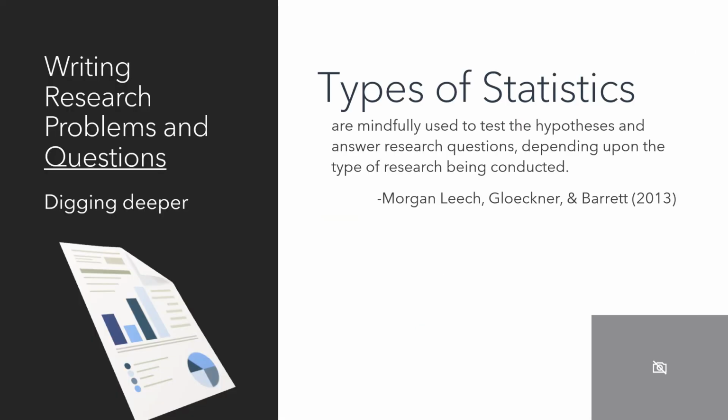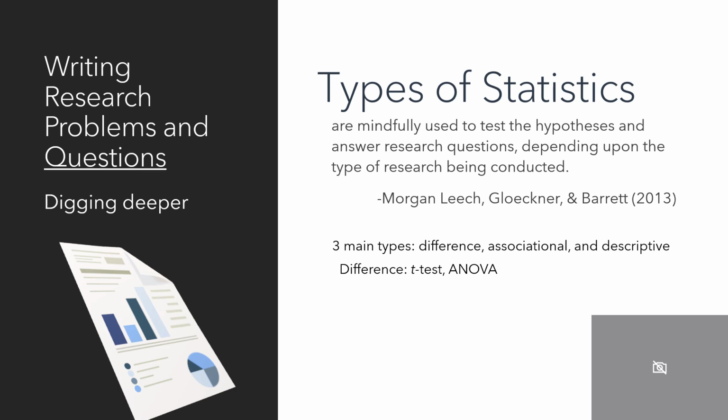There often seems to be a myriad of types and kinds of statistical research. However, this mindful selection of the appropriate test to use depends on the type of research being conducted. Ultimately, there are three types: difference, associational, and descriptive. Some tests associated with difference research are t-test and ANOVA; for associational, correlation and regression; and for descriptive, the mean, percentage, and range.